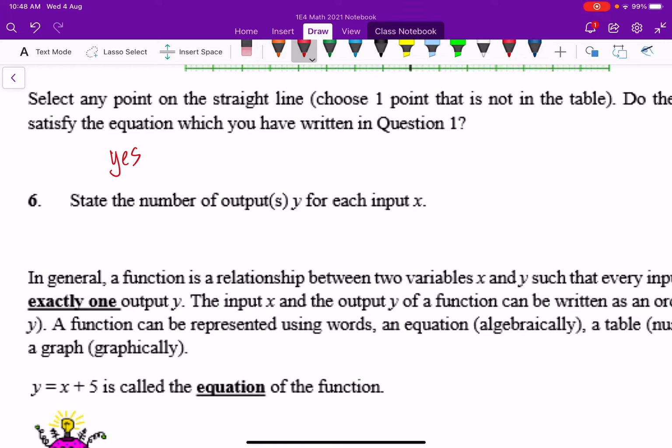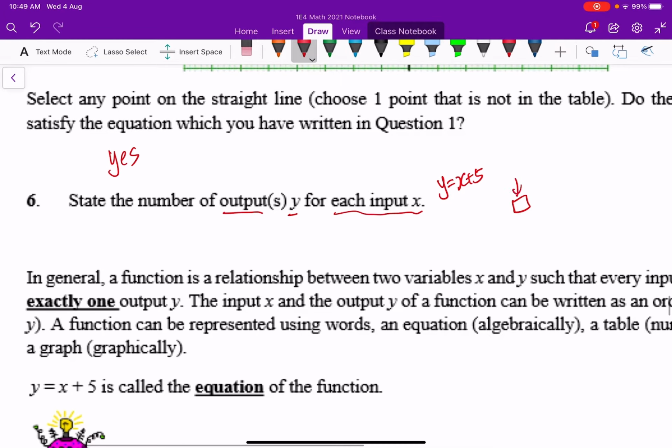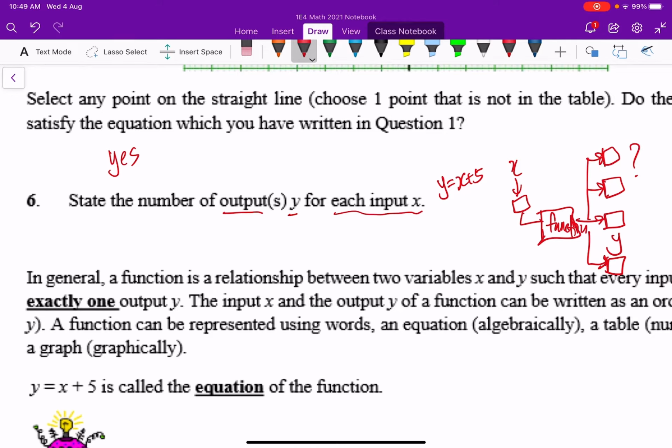Okay. So how many outputs are there for the y for every input of x? So you look at your equation. Your equation is y equals x plus 5. If I put an x value into the machine, okay, this is a function, how many y outputs can I get? With one x input, can there be multiple solutions? The answer is no. For every x input, I must only add 5. So there is actually only one output per one input.